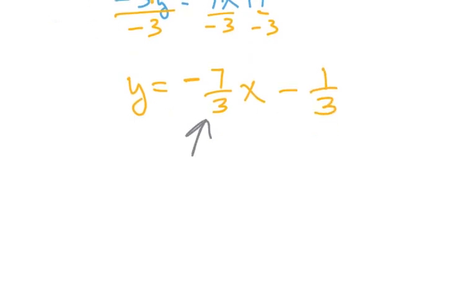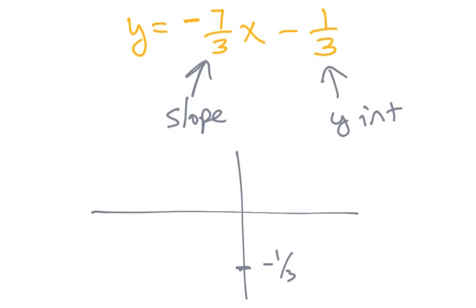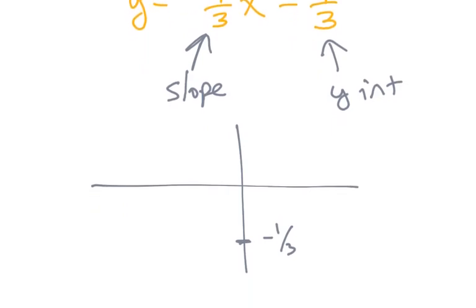Again, this negative 7 over 3, the number in front of x, the coefficient in front of x, is the slope. And the constant, or the number that doesn't have an x associated with it, is the y-intercept. Okay, so what does that tell me? Well, when I graph, that tells me wherever negative 1 over 3 is, we know it's under the x-axis. And if the slope is negative 7 over 3, that means the function is going to go down and to the right. So let me redraw that.